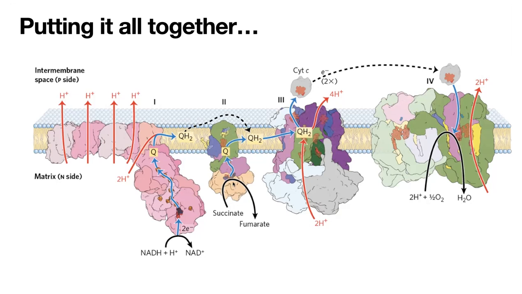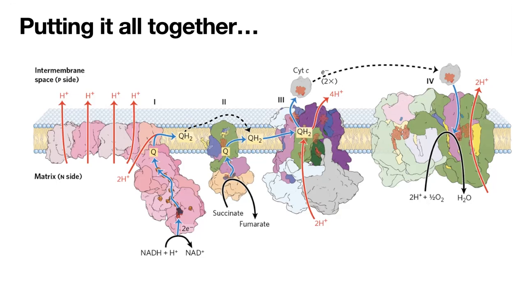In the case where we start with our FAD, if we start just by adding something to Q through one of these ways that doesn't directly go through complex 1, now we're only going to have these 6 protons produced, these 6 protons pumped out.